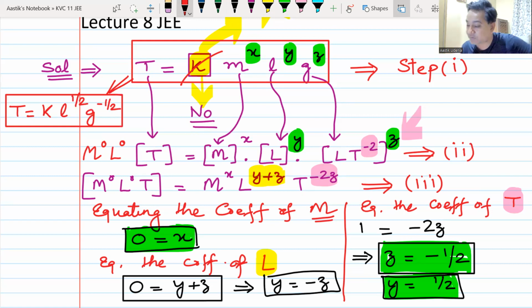Do we understand this? Yes or no? Do you understand this yellow equation? How did I get this yellow equation? Yes or no?